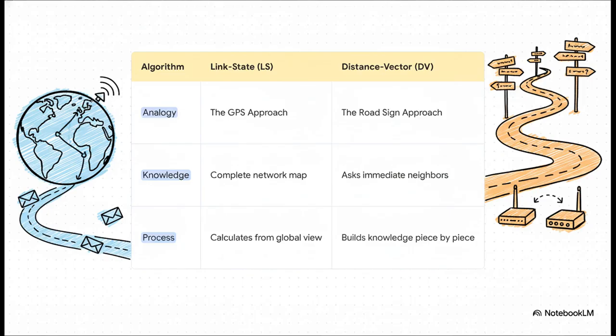On one side, you have link state algorithms. You can think of this as the GPS approach. Every router gets a complete top-down map of the entire network. It sees everything. And with that global view, it can calculate the absolute best path. On the other side, you have distance vector algorithms. This is more like following road signs. A router has no idea what the whole map looks like. It just asks its immediate neighbors, hey, how far are you from the destination? And it builds its knowledge one little piece at a time based on their answers.